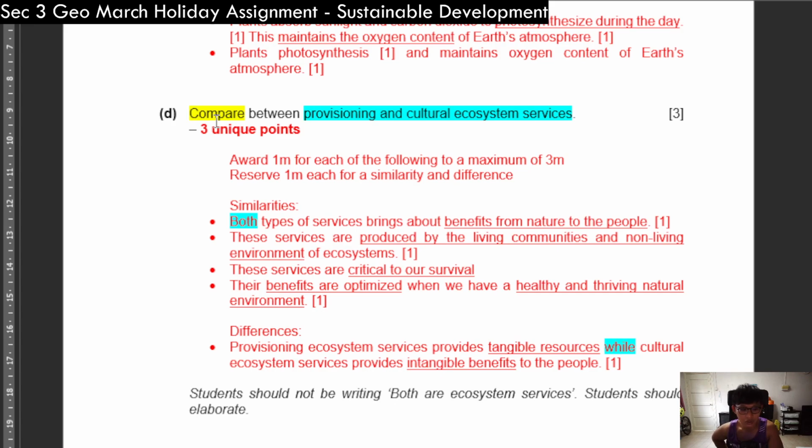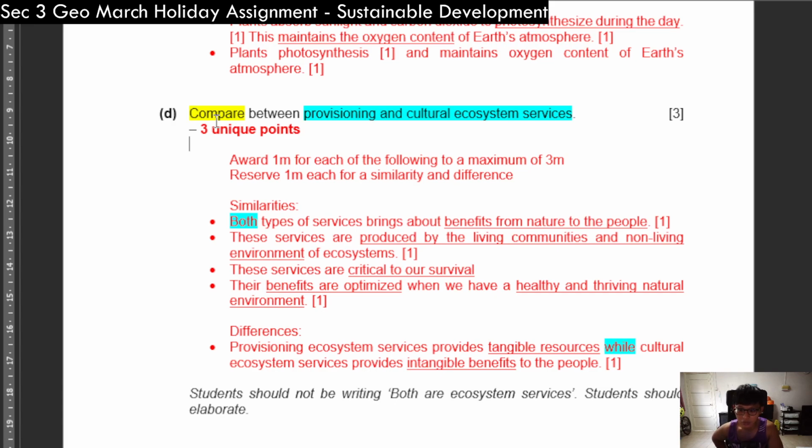So we start off with the similarity. The first similarity is that both types of services bring about benefits from nature to the people. Both types of services start from the natural environment and help us better our lives.